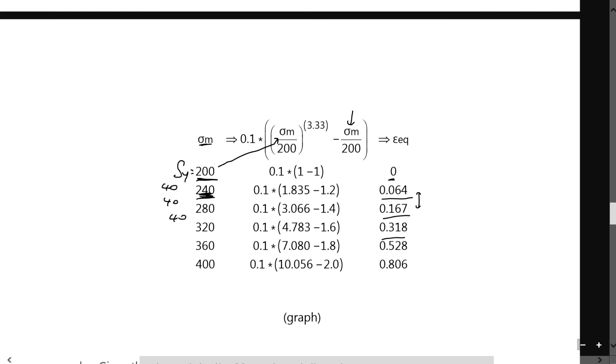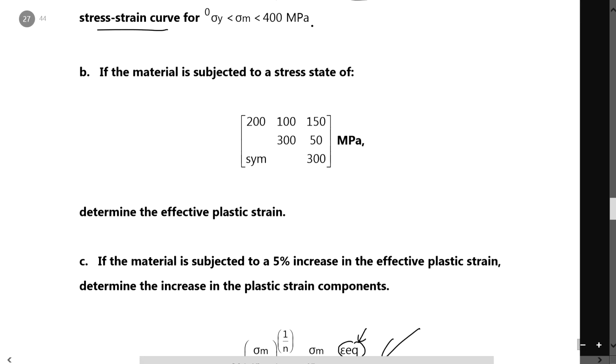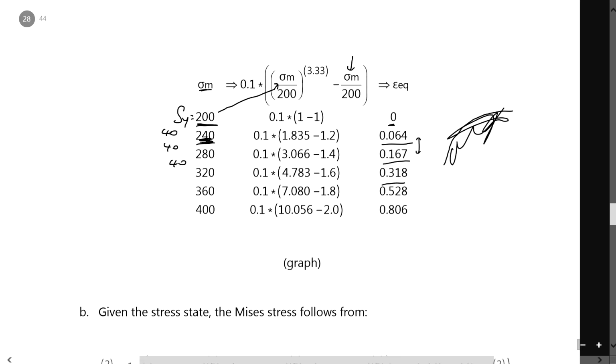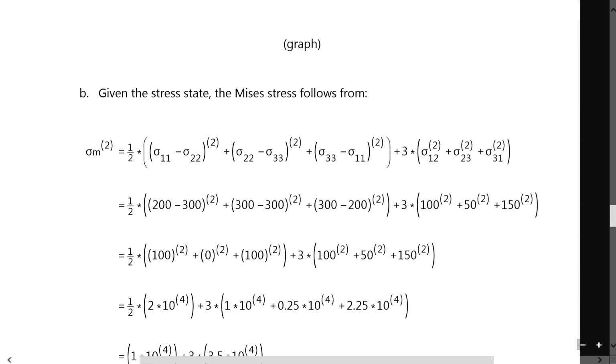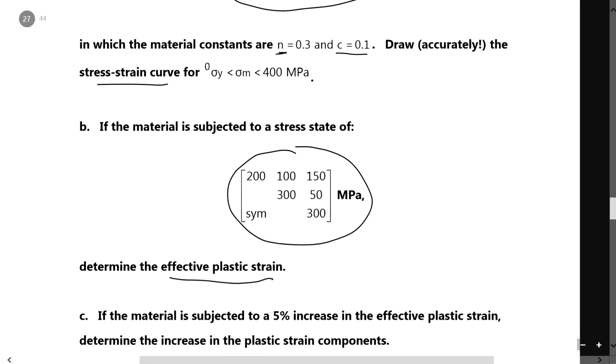From here you can slowly plot that it may be something like an exponential, I think, but I don't know. So I'll not plot it out for you, but at least it's fairly useful for you to check out. As for B, you are given a stress state, and you're asked to find the effective plastic strain. The same thing, but instead of having an increment 40 by 40 by 40, you have a stress state, which is what we have been shown over here.